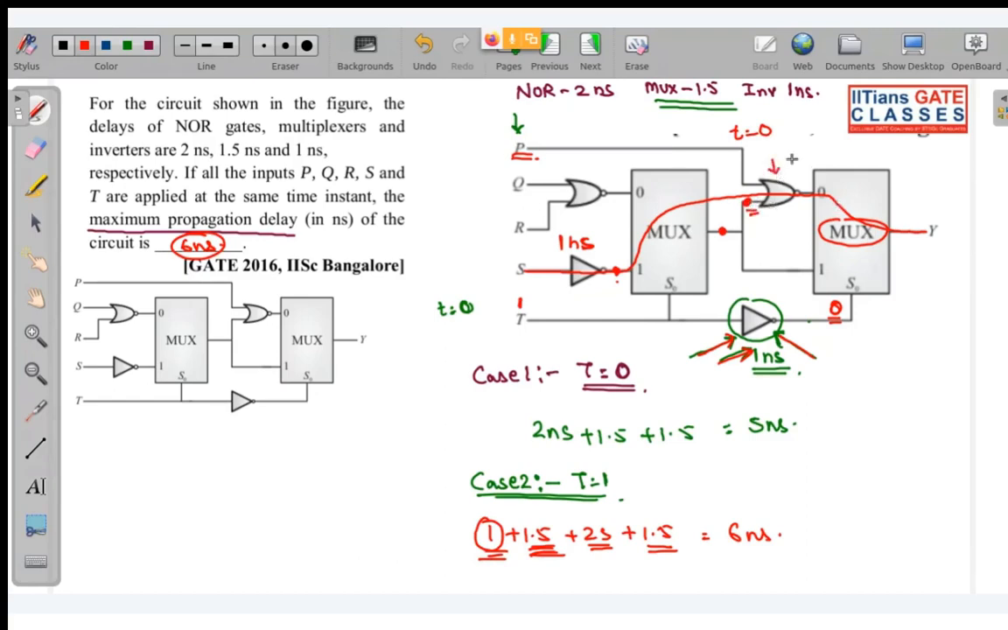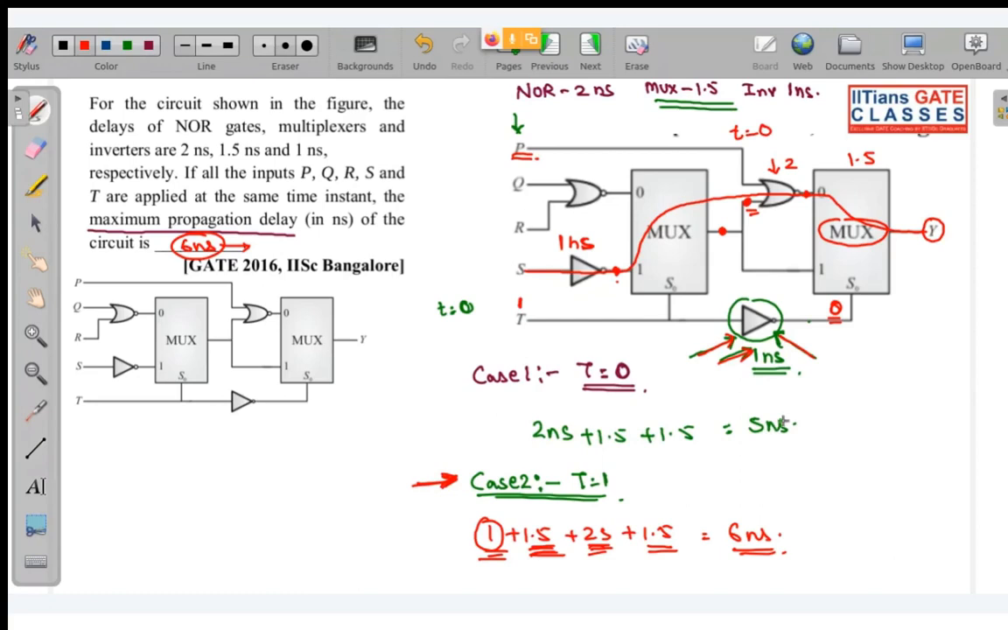So this NOR gate will require 2 nanoseconds more to produce output, and the output of this NOR gate is basically the input of this mux. So this input will be getting stabilized at output Y after 1.5 more nanoseconds. That is why I have added all of them and said 6 nanoseconds. Here it is asked maximum propagation delay, and the maximum propagation delay happens in the case of t equal to 1. So that is why my answer is 6, not 5. If they had asked for minimum propagation delay instead of maximum, then your answer would have been 5 nanoseconds.